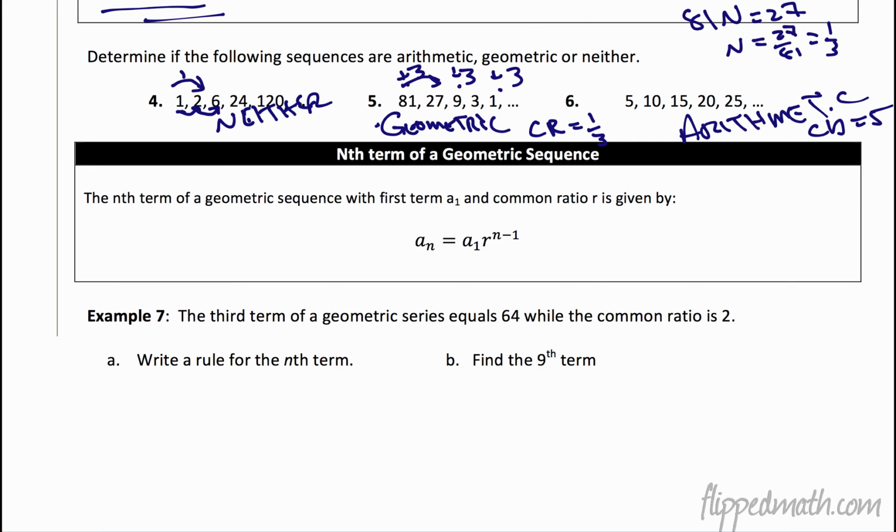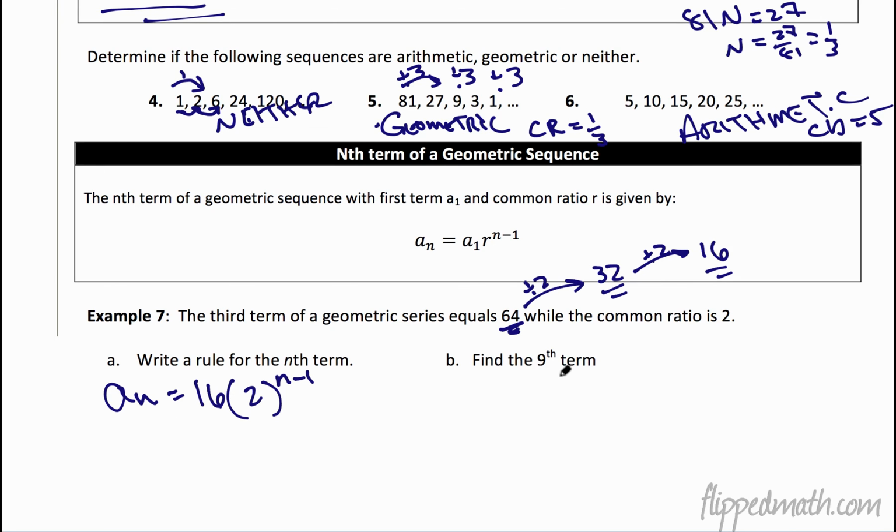It says here the third term of the geometric series equals 64, and the common ratio is 2. So let's write a rule for the nth term. So a sub n equals, we need a sub 1. We need the first term here. So how are we going to do this? Well, the third term is 64, and the common ratio is 2. So let's work backwards. If we can go back and find the second term you just divide by 2. And that'll give us 32. And then you divide by 2 again, and that'll give us 16. 64 is the third, so 32 is the second. This must be the first term. So we're going to start with 16 times the common ratio, which we said is 2, and then it'd be to the n minus 1. That is the explicit rule.